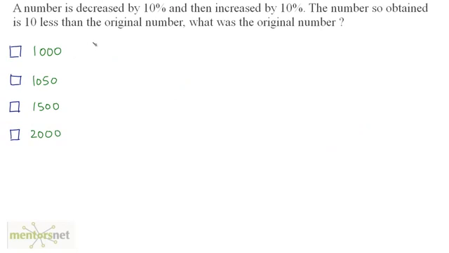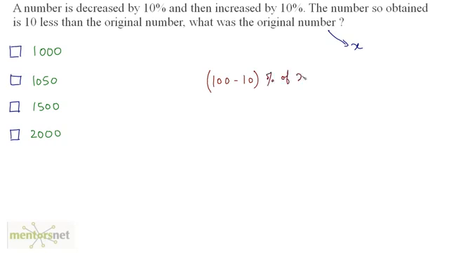A number is decreased by 10% and then increased by 10%. The number so obtained is 10 less than the original number. What was the original number? Well, let us consider this original number as x. And it is said that this number is decreased by 10%. So I can write the decreased number is equal to 100 minus 10% of x.